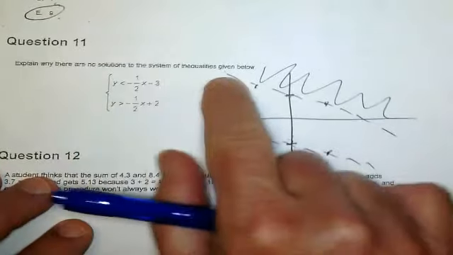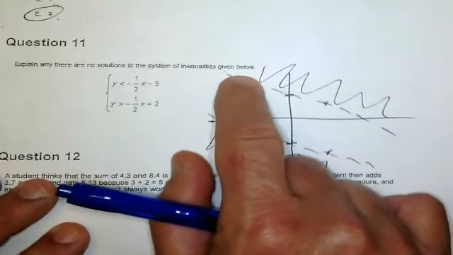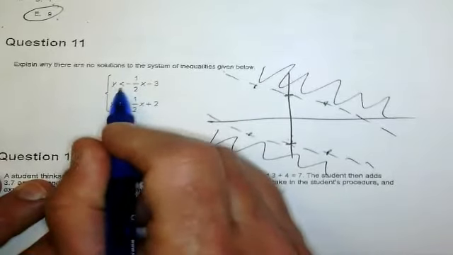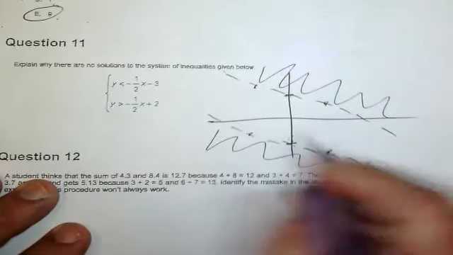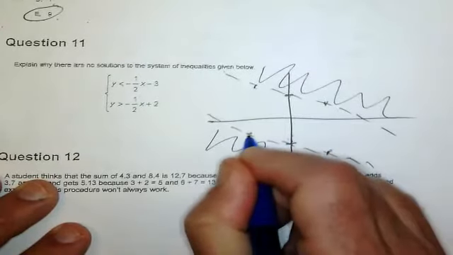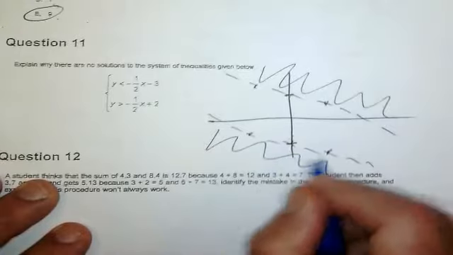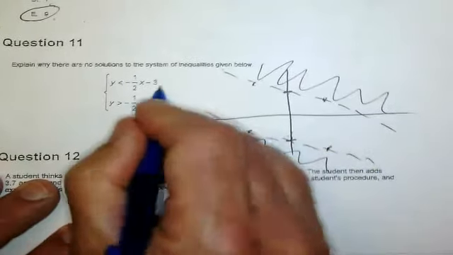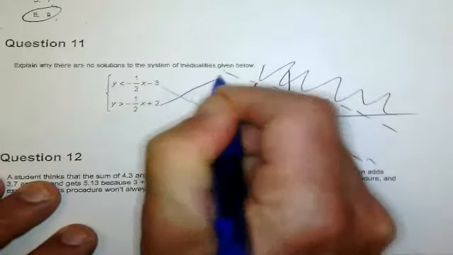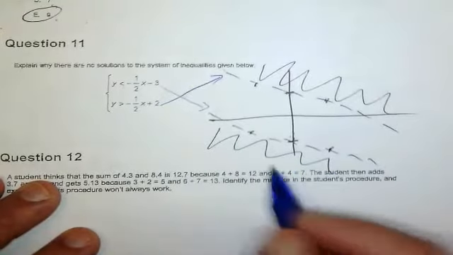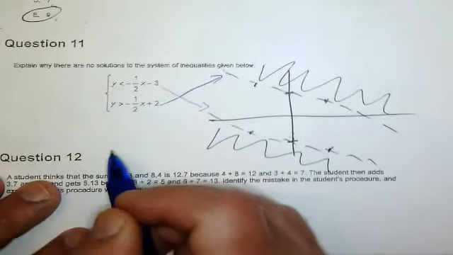All right, question 11 says explain why there are no solutions to the system of inequalities given below. So here's my first line. It's y is less than negative 1/2 x minus 3. So I start at negative 3. I go down 1 and over 2 to the right, and there is this line. And it says less than, so I shade everything below it. It's dashed because it's just less than and not less than or equal to.